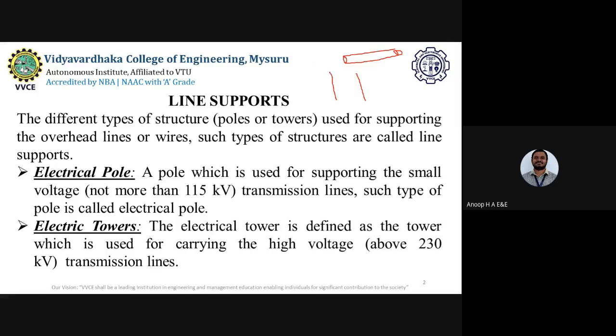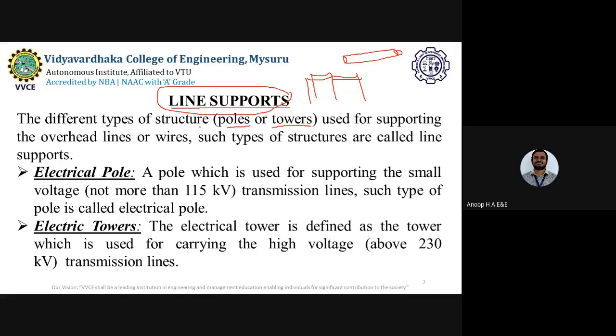Once I have the conductors laid from the transmission line towers, you have many transmission line towers, and from one point to another you will have the connections. So you will have the line supports. What do you mean by a line support? It supports the transmission line conductors for the easy flow of electrical power. We have two types: one we call the electrical pole, and the other we call the electrical tower.